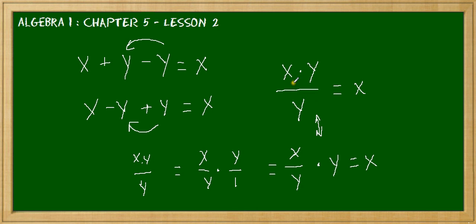And as you can see, this is a simplification. If you were given this and asked to simplify it, you'd say, well, this divided by this is equal to 1. Therefore, the answer is x. So it's a lot easier if you know how to use fractions and what you're allowed to do.